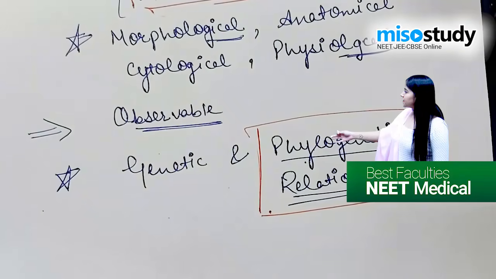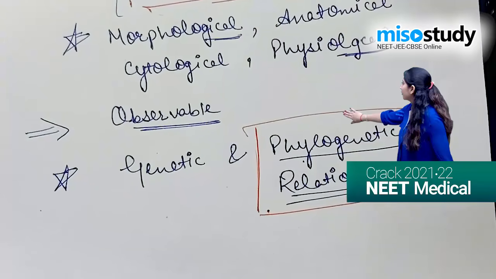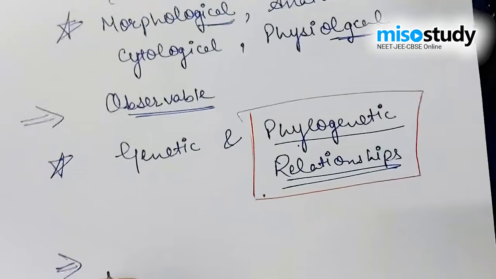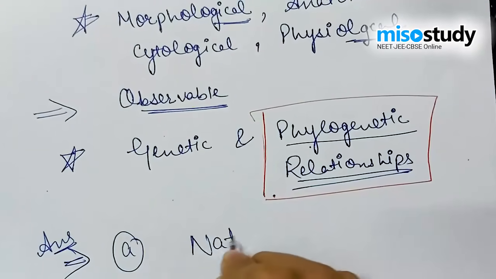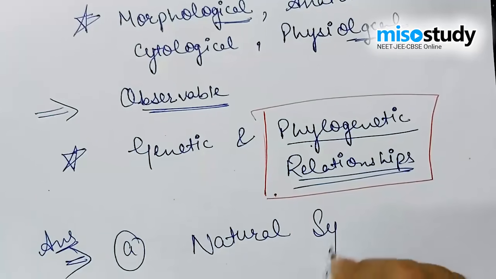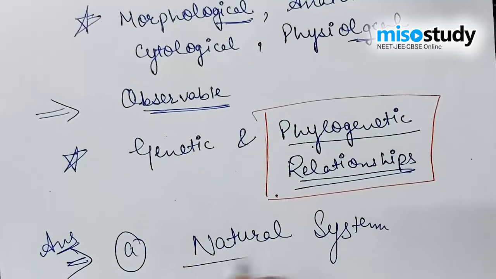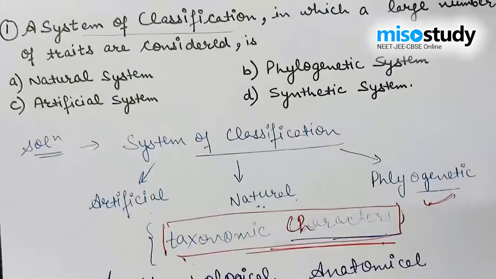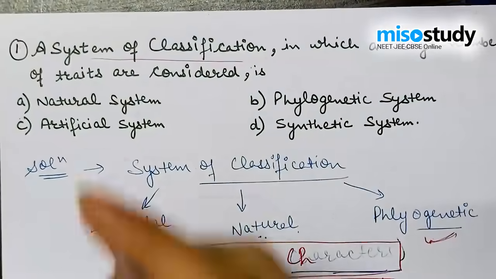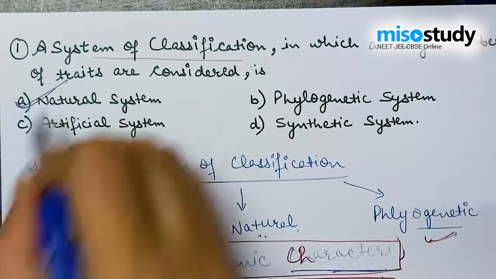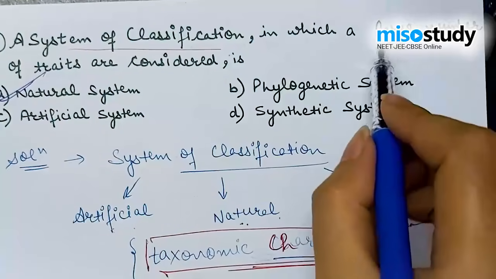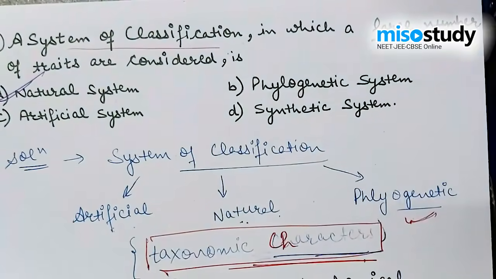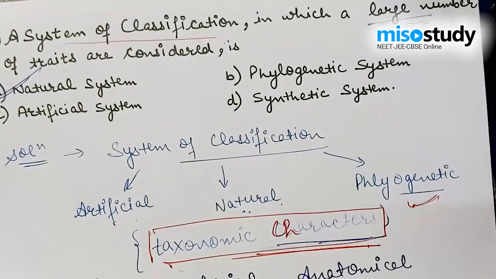So the right answer for the question, which generally includes a large number of characters, is A, that is natural system. Why is it the natural system? Because in the natural system of classification, a large number of traits are generally taken. Let's move on to the next question.